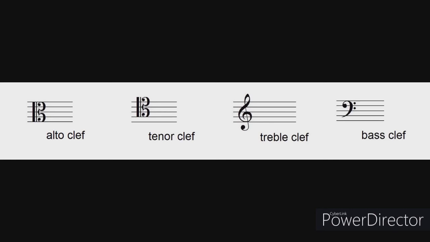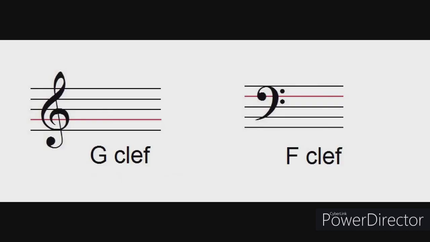The alto C clef is used for viola music. The tenor C clef is used for high passages for bassoon, cello, and trombone. And the treble G or bass F clefs are used for all other instruments. Because we only use one placement of the G and F clef today, I prefer to call them by their original names, the G and F clefs, because that tells you what they do.